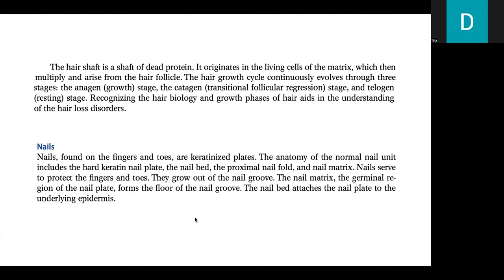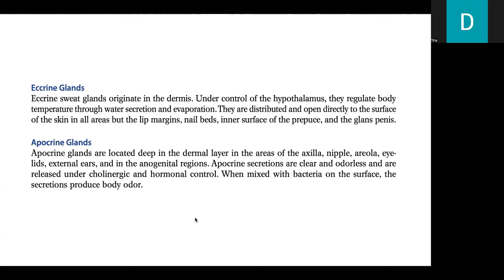The nails found on the fingers and toes are keratinized plates. The anatomy of the normal nail unit includes the hard keratin nail plate, the nail bed, the proximal nail fold, and the nail matrix. Nails serve to protect the fingers and toes. They grow out of the nail groove. The nail matrix, the germinal region of the nail plate, forms the floor of the nail groove. The nail bed attaches the nail plate to the underlying epidermis.